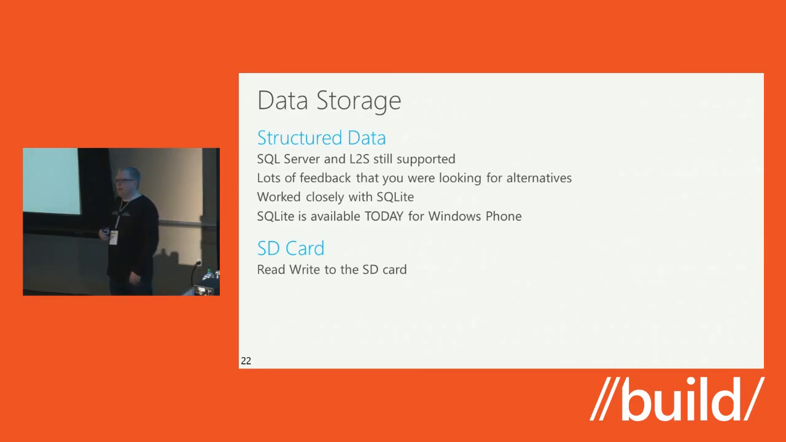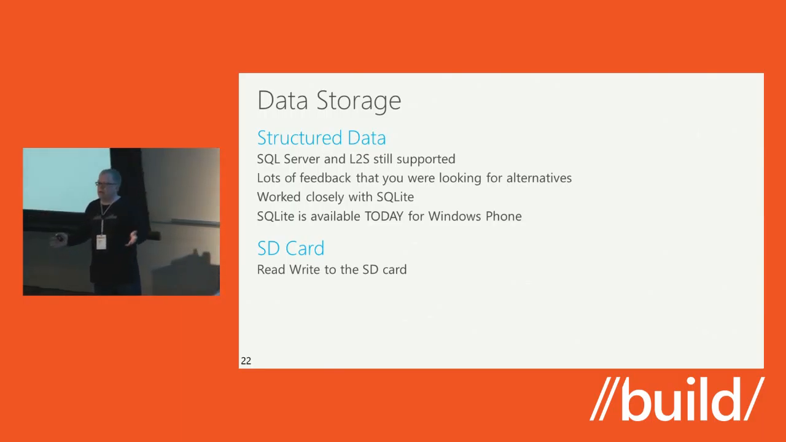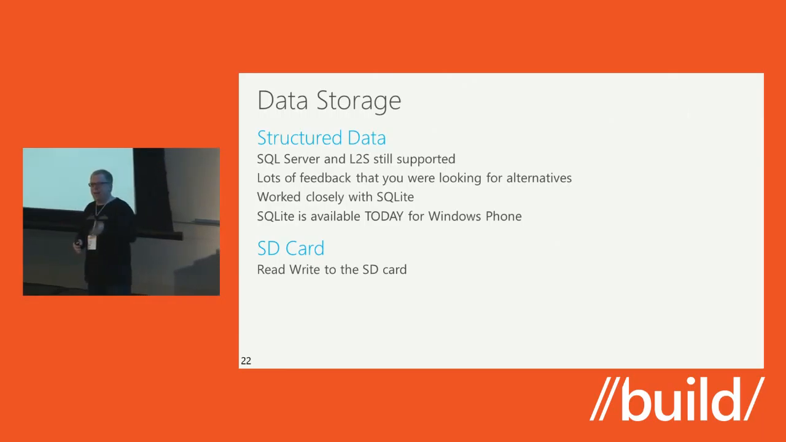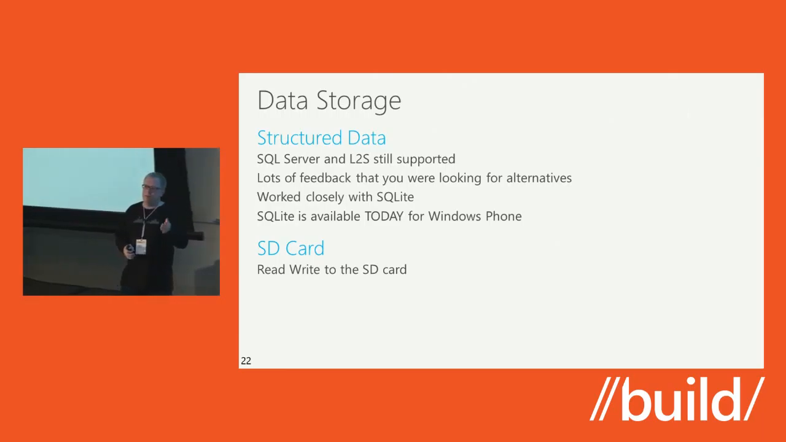But a lot of the feedback really was you were looking for alternatives. Let's be honest. If you're developing for Windows Phone, you're probably also developing for Android and iOS. And if you're developing for Android and iOS, there's only one database you're going to use, and that's SQLite. So how do we enable that? We've been working really closely with the SQLite team. And back in June, when we first announced Windows Phone, we said, hey, it's coming. Today, SQLite is making available the final version of SQLite directly for Windows Phone. So you can start building it into your applications for free.